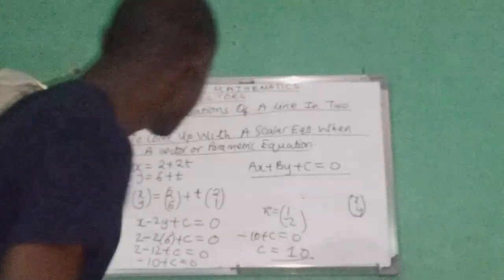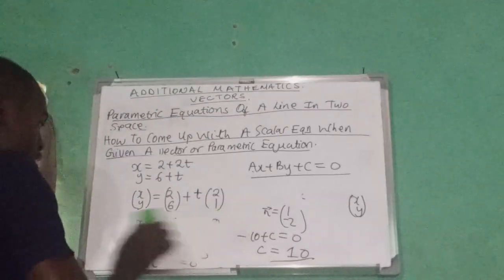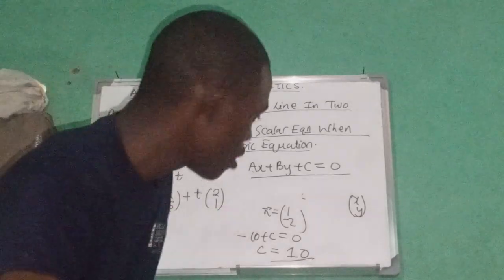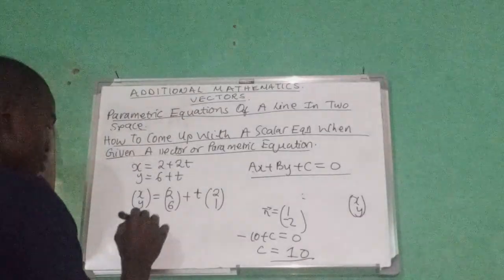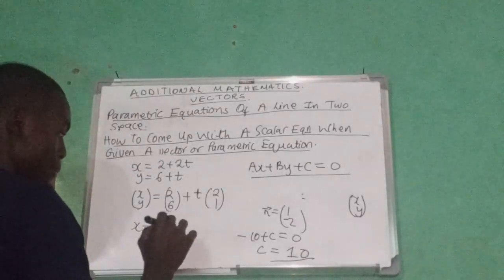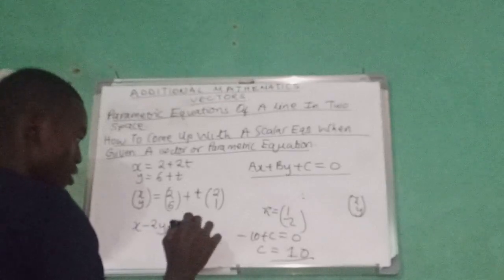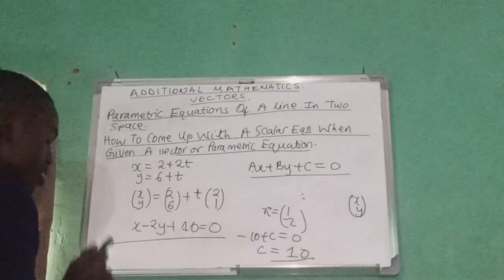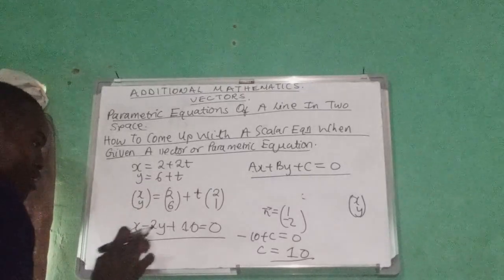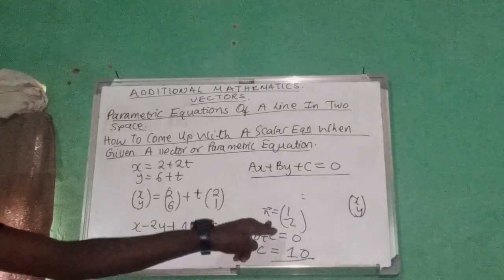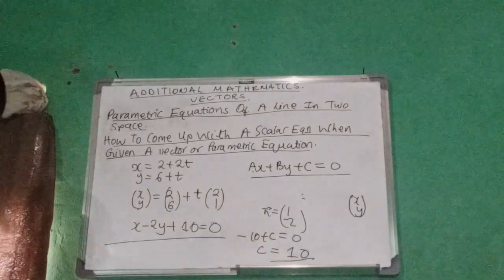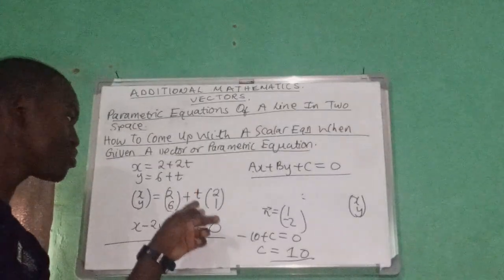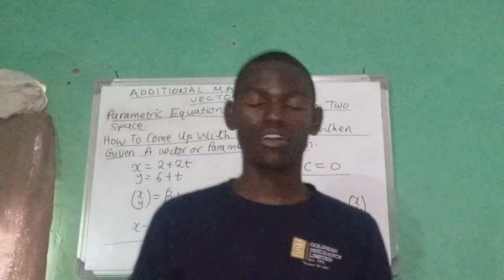Therefore, our scalar equation will be in this form. We have x minus 2y plus 10 is equal to 0. This is our scalar equation, and the numbers in front of x and y make the normal vector right there. Due to time, I will not explain finding the scalar equation using t. That was explained in the previous video.